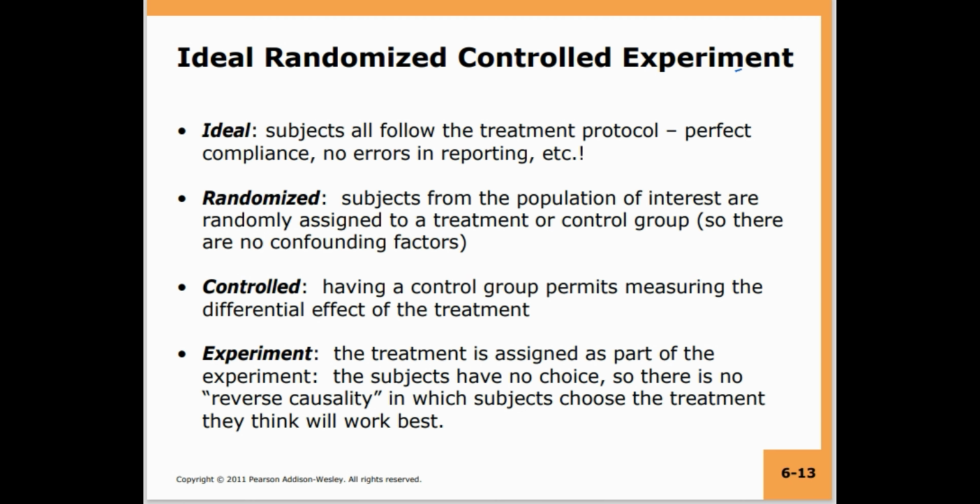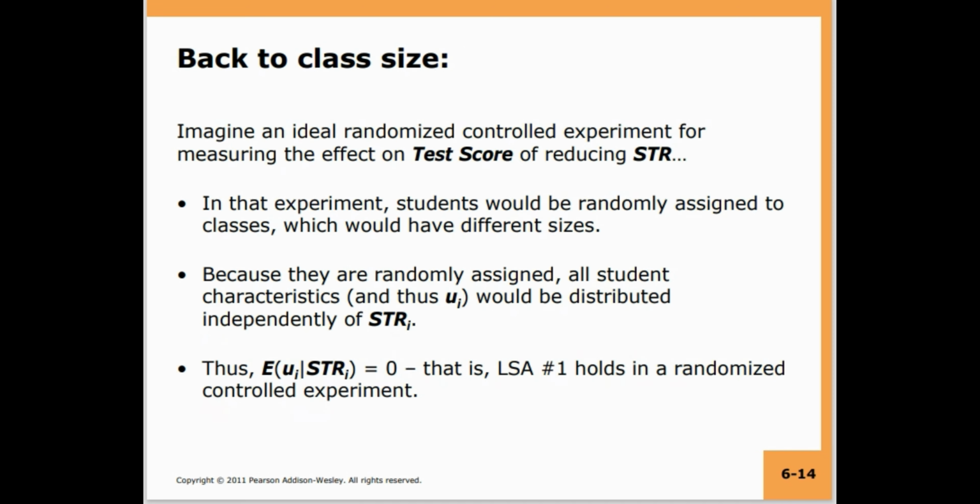So it is important. If you were able to do the ideal randomized controlled experiment, then in fact you could prove the direction of causality. Imagine an ideal randomized controlled experiment for measuring the effect on test score of reducing STR. In that experiment, students would be randomly assigned to classes which would have different sizes. Because they are randomly assigned, all student characteristics, and thus u_i, would be distributed independently of STR.